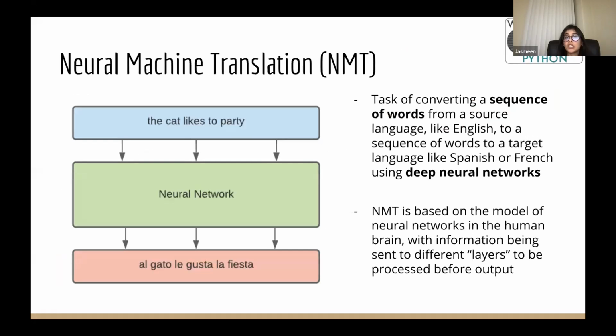It is the task of converting a sequence of words from a source language like English to a sequence of words in a target language like Spanish or French or Hindi or any other language using deep neural networks. It is designed to mimic how the human brain learns language. It's based on the model of neural networks in the human brain, with information being sent to different layers to be processed before output. The goal of any NMT model is to take the whole sentence in one language as input and return that sentence translated into a different language as output. The figure here is a naive representation of translating the whole sentence from English to Spanish using a neural network.